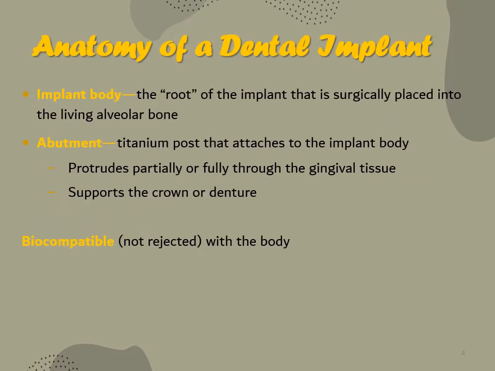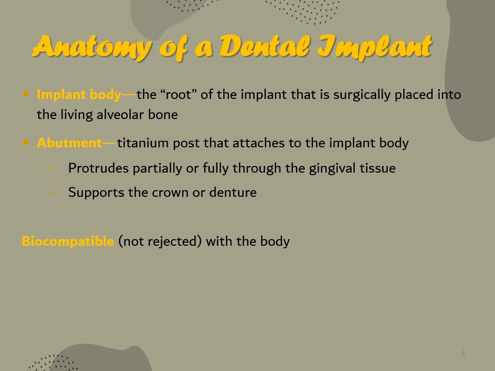For those of us who don't have implants, it's a good idea to understand the different components or the anatomy of a dental implant. First is the implant body. This makes up the root portion of the implant, and that one is going to be surgically implanted or placed into the living alveolar bone. On top of the implant body is where we put the abutment.